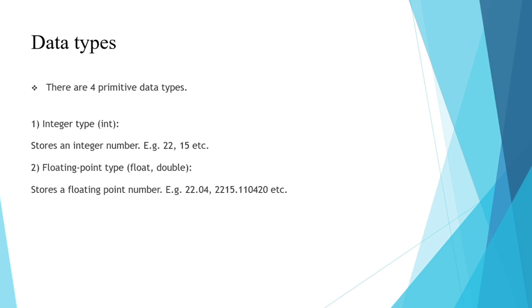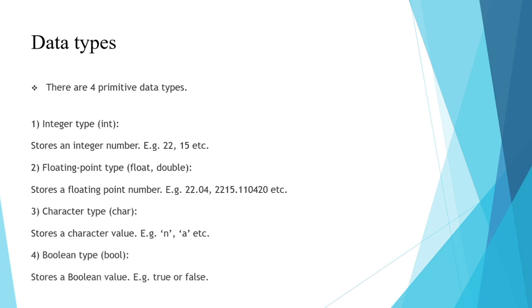Double stores double precision floating point numbers, larger range and precision. For example, double number = 2215.110420. Character type, char. The char data type is used to store individual characters, such as letters or symbols. Each character is enclosed in single quotes. For example, char grade = 'N'.